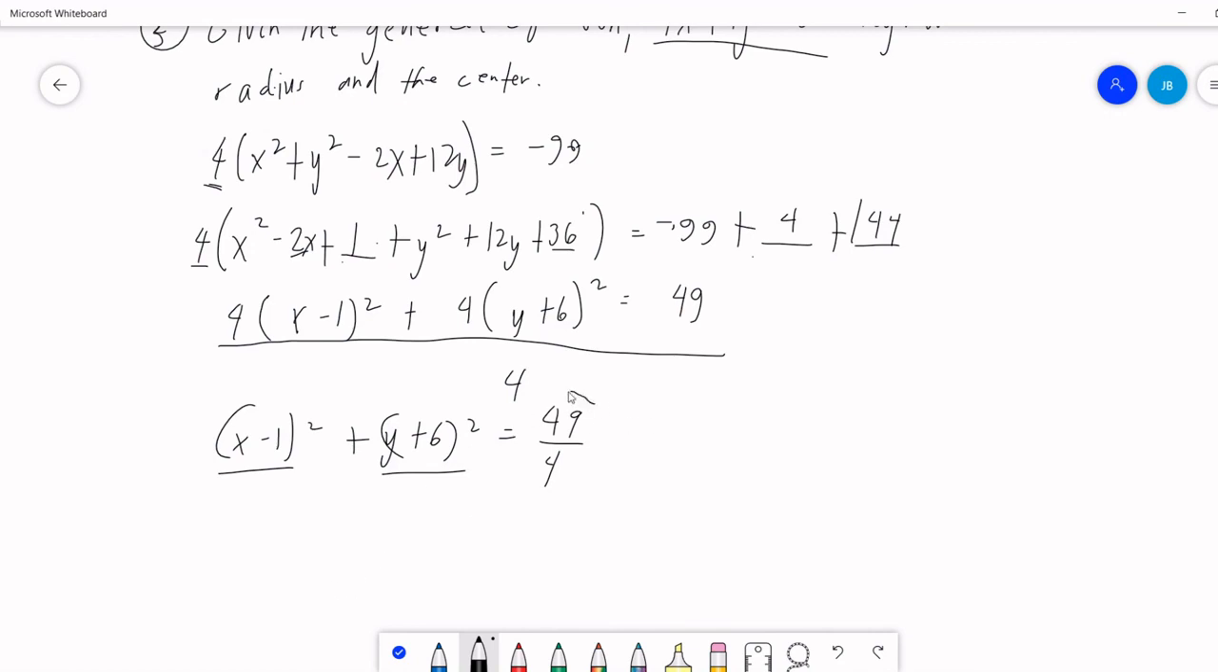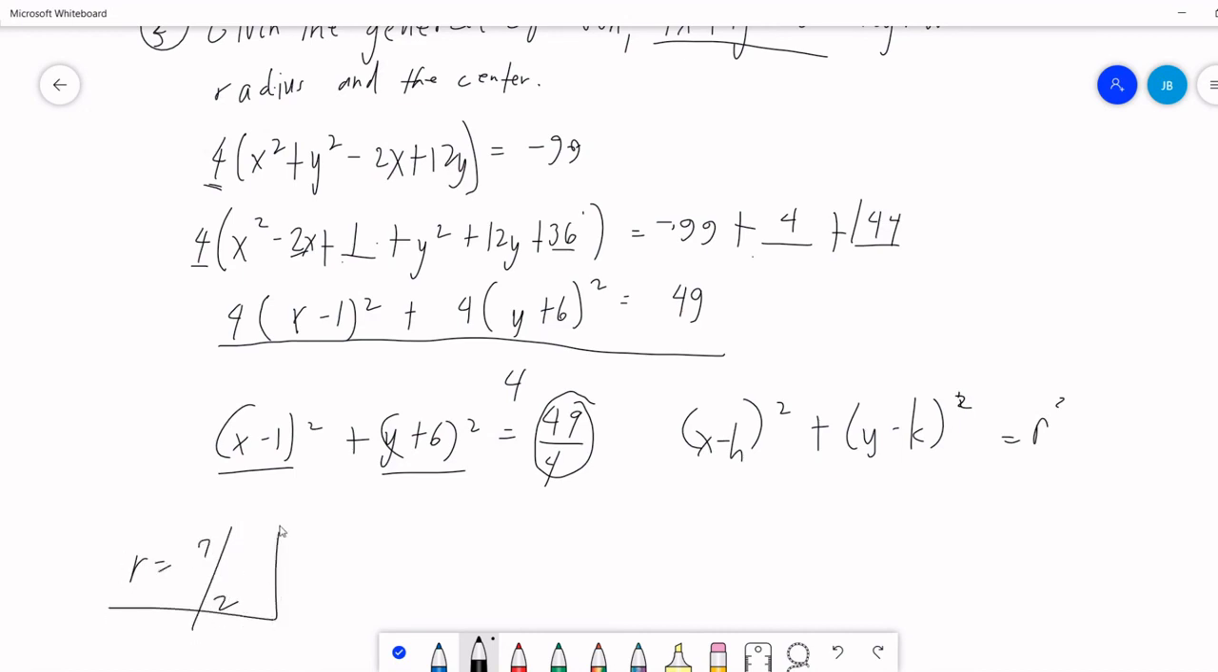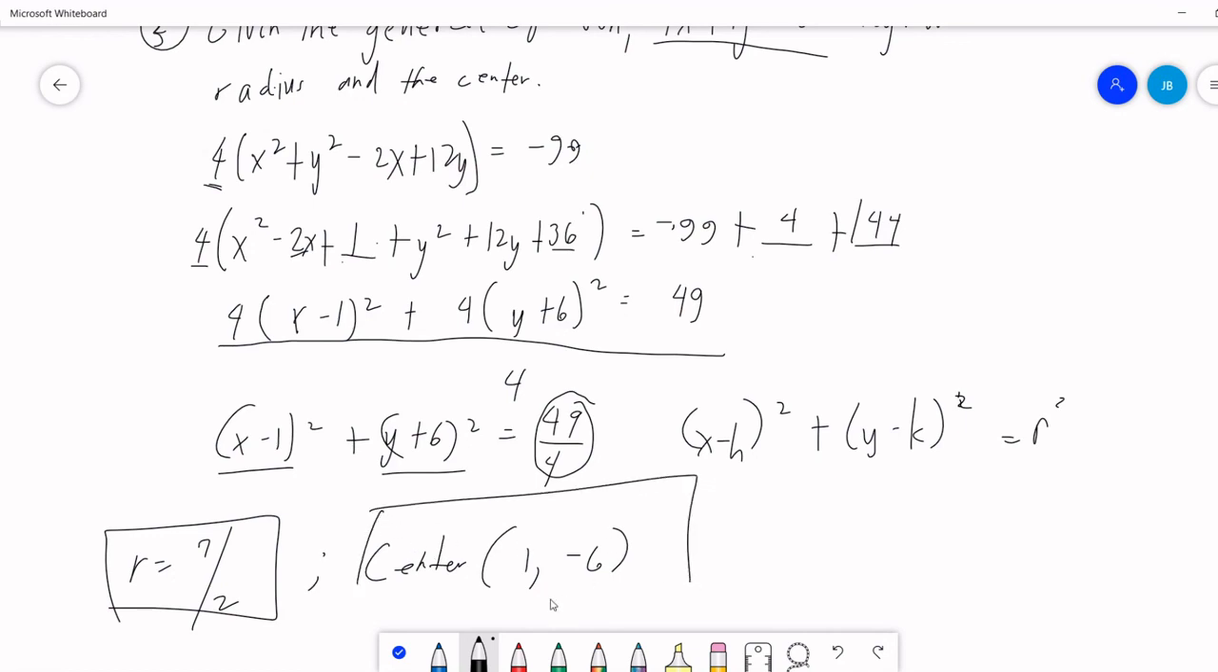So the radius here is not 49 over 4, but the square root of it. Right? The equation is x minus h squared plus y minus k squared is equal to r squared. Therefore, your radius would be the square root of 49 over 4, which is 7 over 2. And your center is positive 1 and negative 6. This is your final answer.